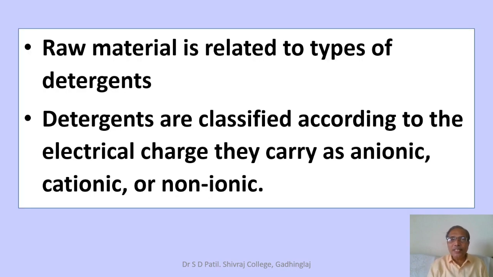Then the raw material related to types of detergents, because there are different types of detergents. Detergents are classified according to the electric charge they carry. Some detergents do not have any charge, they are called non-ionic. Some carry a positive charge, some carry negative charge, some carry both the charges. So cationic, anionic, non-ionic are the types.